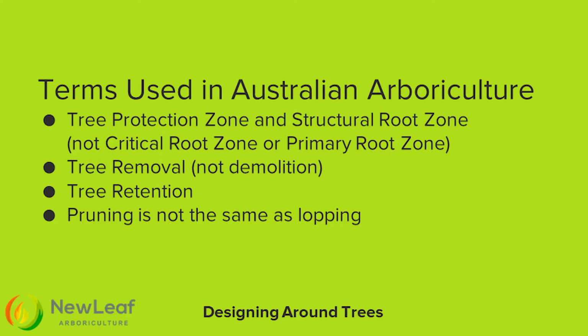So let's start by making sure that we're using the right terms. We have an Australian standard for protection of trees on development sites, which is where we get the terms that I've mentioned, tree protection zone and structural root zone. We used to use the British standard and terms such as critical root zone and primary root zone. Those are no longer in use because we've got our own terms.